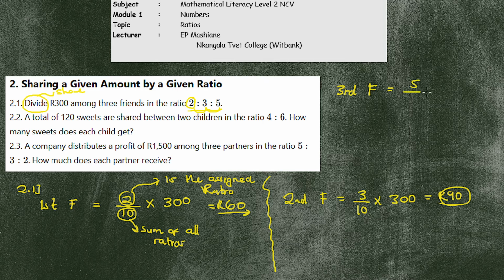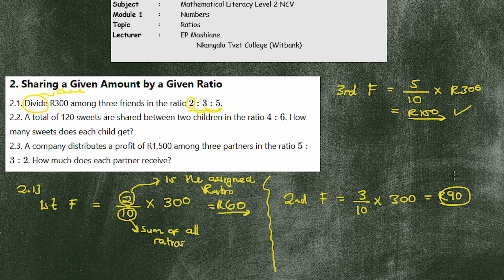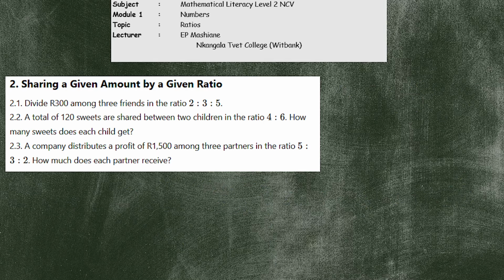Then for the third friend, he's getting the biggest ratio, which is 5 divided by 10. We multiply by 300. I think the answer here is going to be 150, but let's confirm. Change the 3 to a 5. Answer is 150. Check. All shared by their ratios.